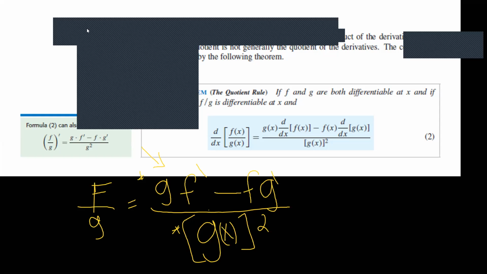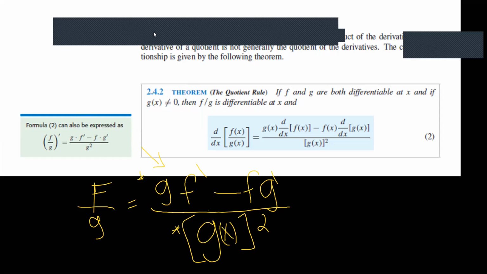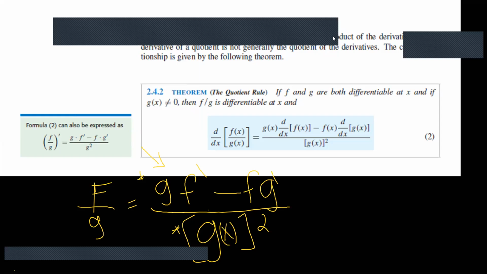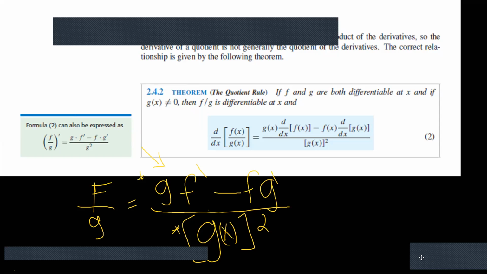This is our rule. We call it the quotient rule. This quotient rule helps me find the derivative of two functions that are divided. Sorry.